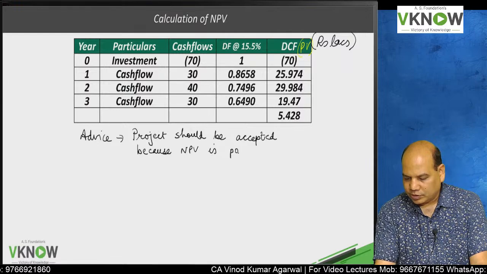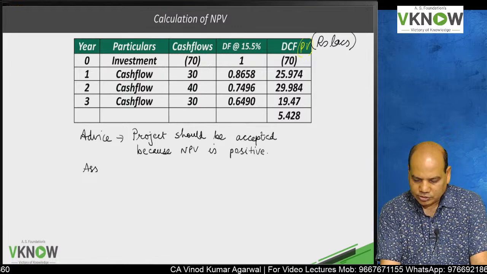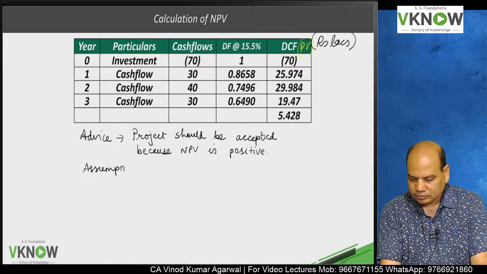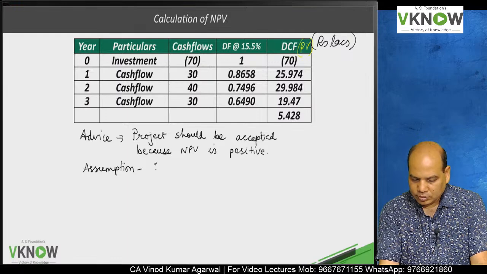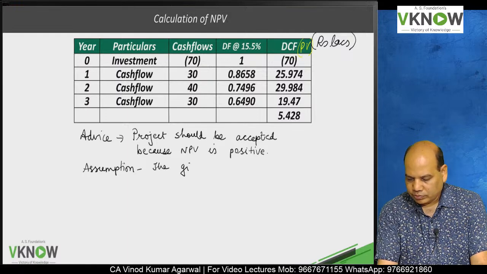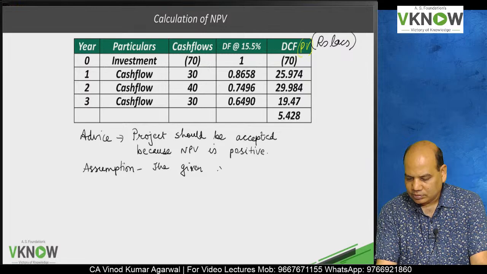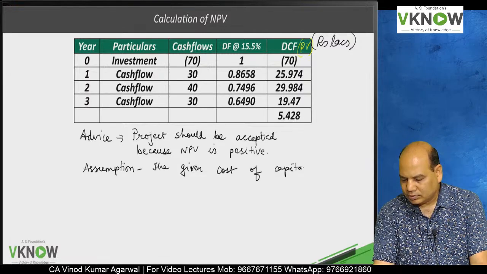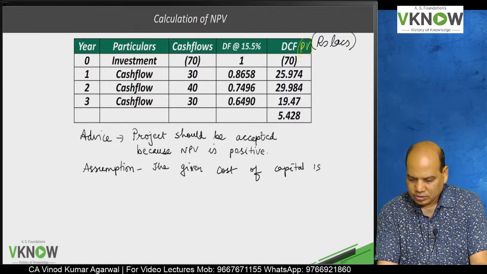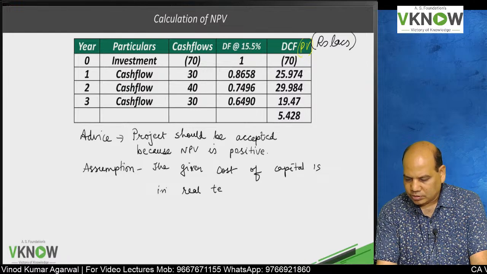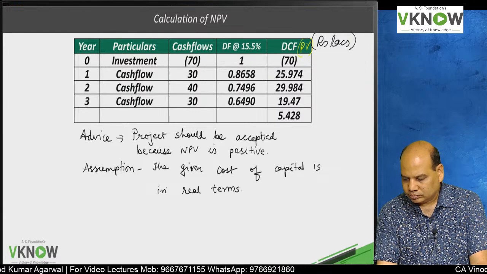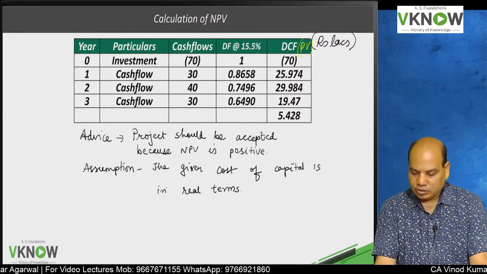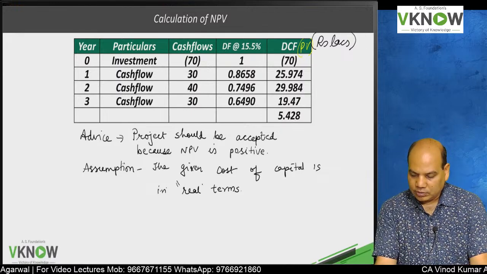Because NPV is positive. And one assumption we have made in our answer. Assumption: the given cost of capital is in real terms.